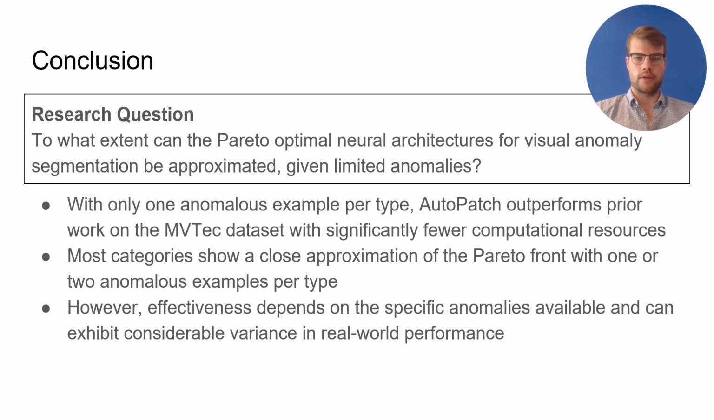Now, most categories show a close approximation of the Pareto front with 1 or 2 anomalous examples per type of anomaly. However, the effectiveness depends on the specific anomalies available, and we see that they can exhibit considerable variance in real-world performance in certain cases.